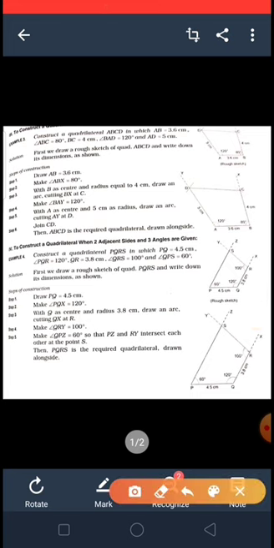So steps: draw AB as 3.6 centimeter, because AB is 3.6 centimeter given in our statement. Now make an angle ABX of 80 degree, means on vertex B make an angle of 80 degree. This is known as ray BX. Now with center B and radius equal to 4 centimeter, draw an arc cutting BX at the point C.